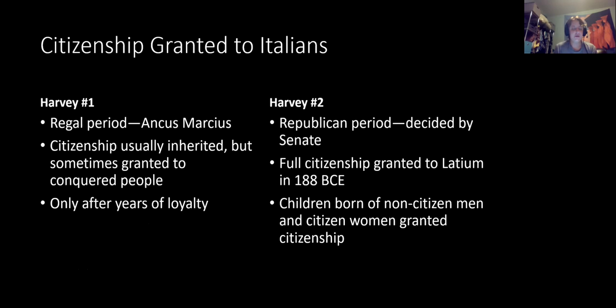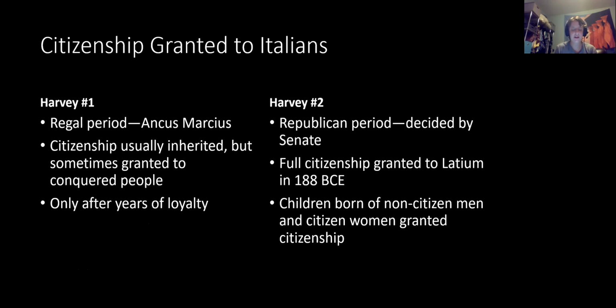As Rome's sphere of control grew, she began to grant citizenship outside of those who resided in Rome. Harvey tracks this development well. Harvey selection number 1 talks about citizenship status in the regal period. This was the first time that citizenship was granted, not inherited by birth. After this, it became precedent to grant citizenship to citizens in Italy as long as they had been loyal to Rome for years. Loyalty was measured by how many soldiers they contributed to the Roman army.